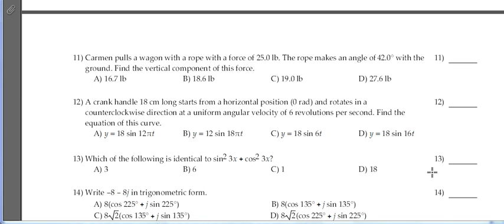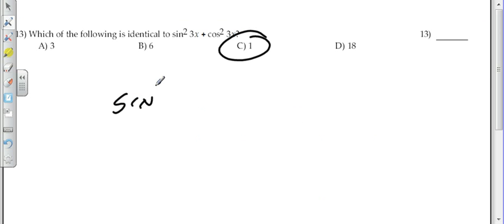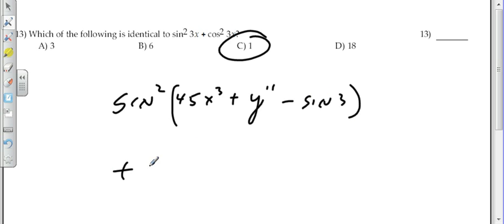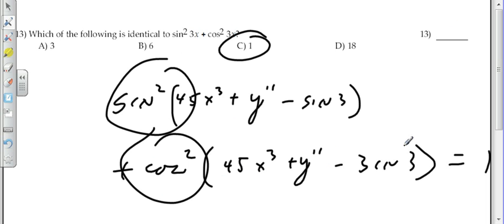We will. The answer is C, right? Sine squared plus cosine squared. Doesn't matter what's there. So the answer is C. So this could be sine squared of 45x cubed plus the second derivative of y minus sine 3 plus cosine squared of 45x cubed plus the second derivative of y minus sine 3. And it's still going to be 1. So sine squared plus cosine squared is always 1, assuming the thetas are the same. All right.